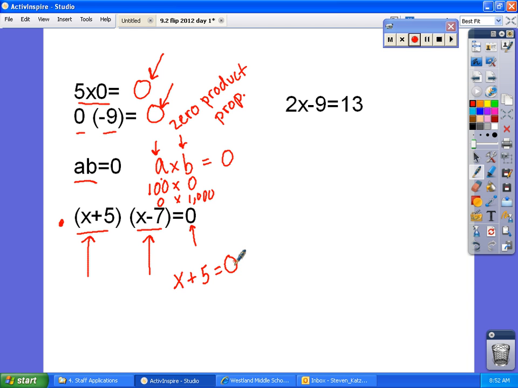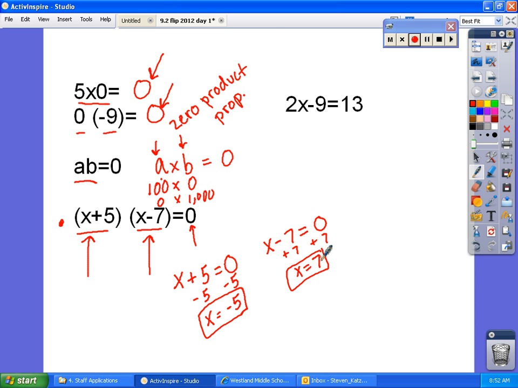Well, x plus 5 has to equal 0. Now, I'm not saying x has to equal 0, but after you're done adding 5, it could equal 0. Or the other thing that would have to equal 0 would be x minus 7. Well, if you solve this algebraically, you could find out that x is negative 5, or if you add 7 to both sides, x could actually be 7.